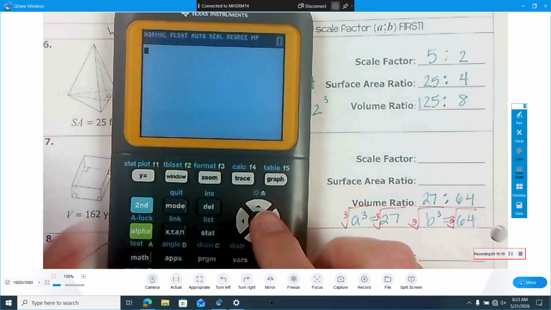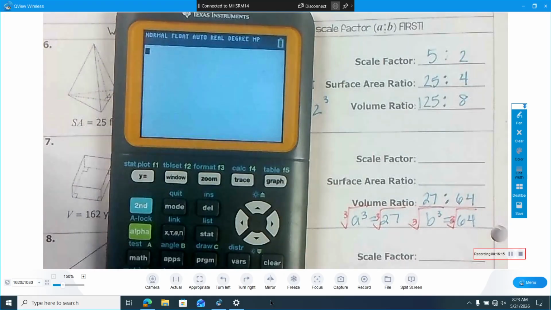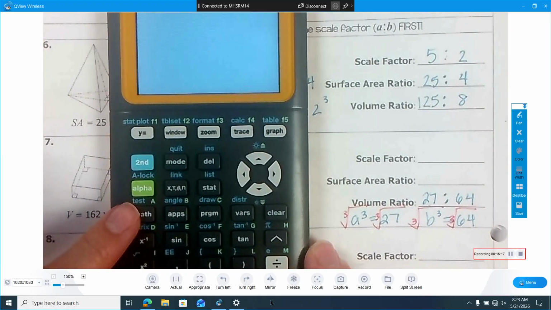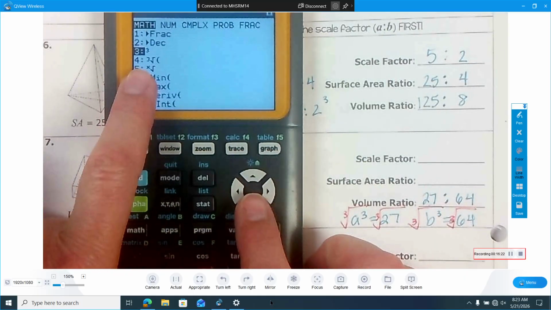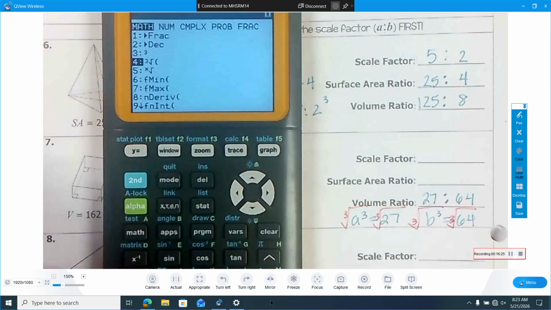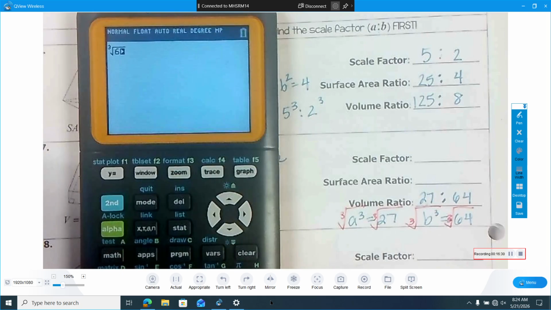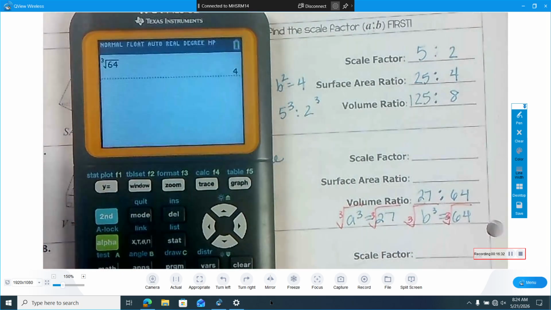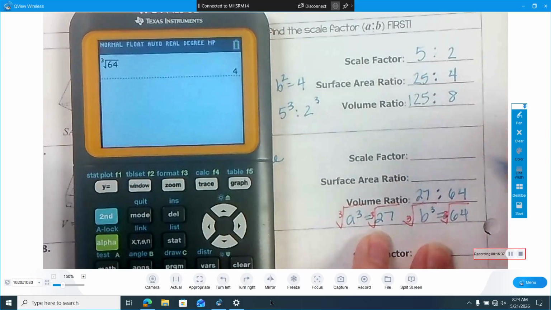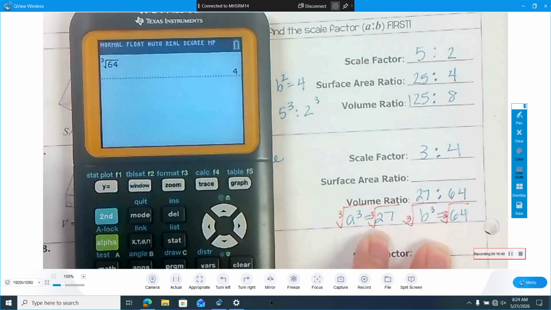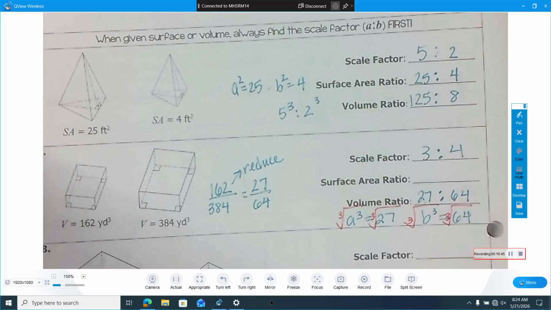So in the math menu, let me turn the screen brightness here. All right. On the math menu, right there, there is a cube root. That's item number 4 under the math menu. So right there. Cube root of 64 is 4. All right. So what's the cube root of 27? 3. So it turns out that our A is 3 and our B is going to be 4.